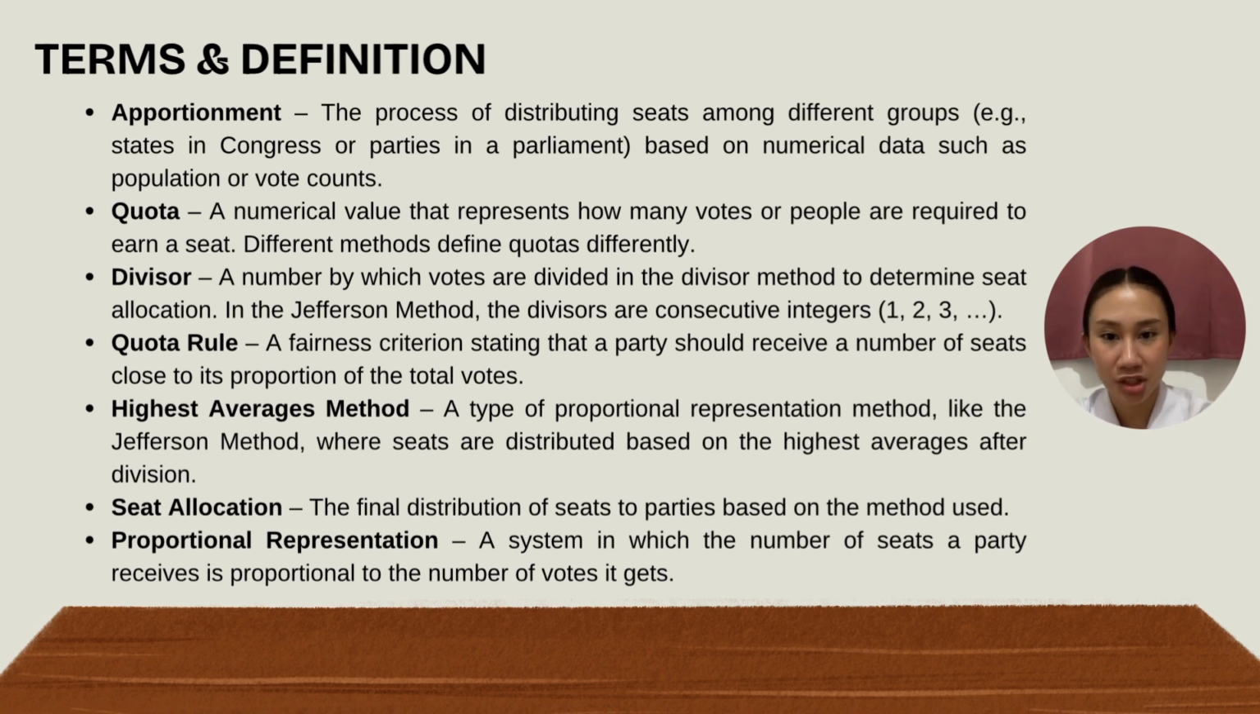Seat allocation, the final distribution of seats to parties based on the method used. And lastly, proportional representation, a system in which the number of seats a party receives is proportional to the number of votes it gets.